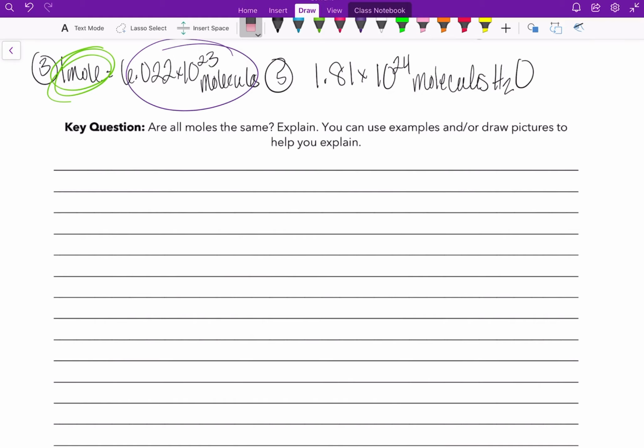So to help you think about this, think about a mole of sugar compared to a mole of salt, or a mole of pencils compared to a mole of basketballs. And explain, are all moles the same?